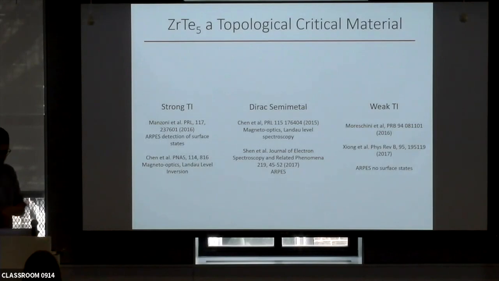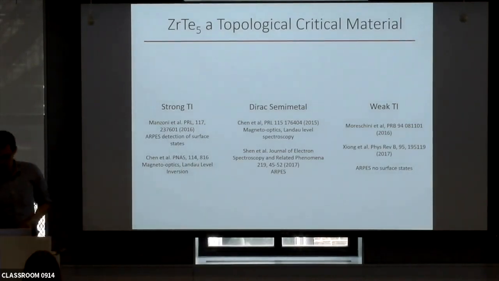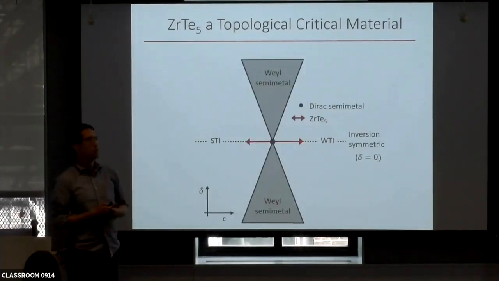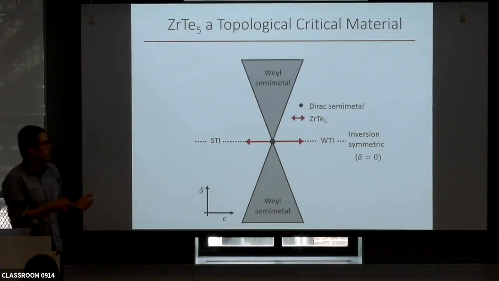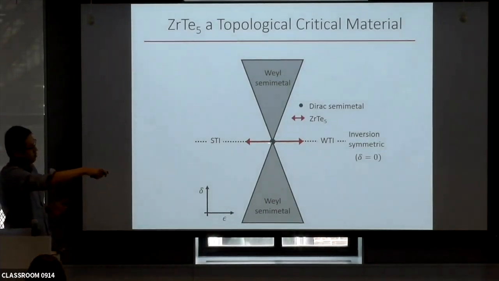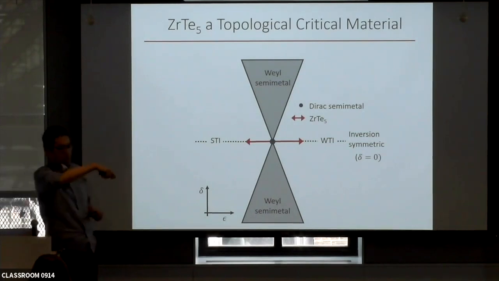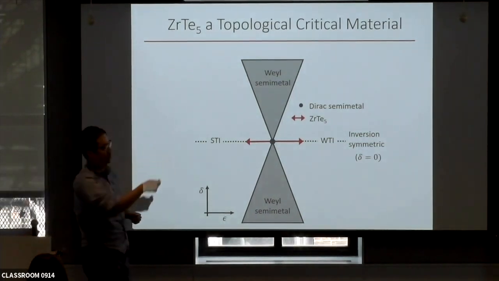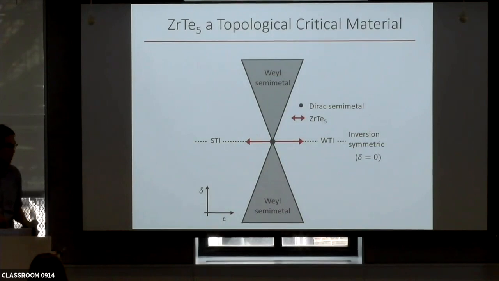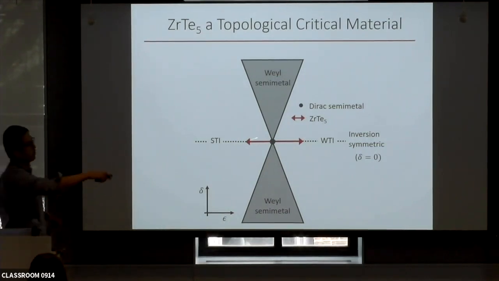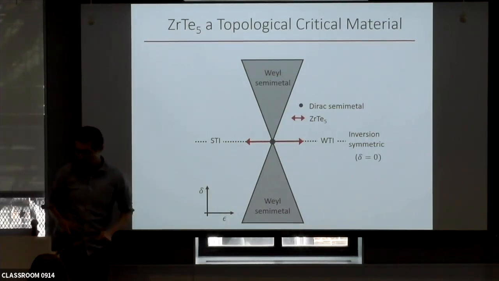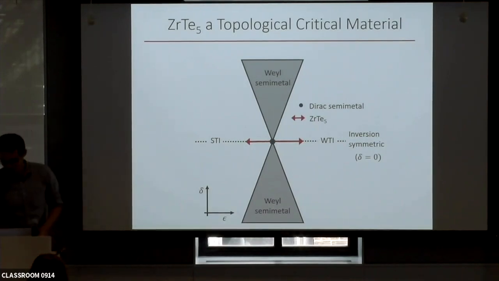So what is zirconium tellurium 5? Actually, it is not a confused material. It is a critical material. It is a topological critical material that, in some sense, is really living close to this special critical point in this universal topological phase diagram. Here you have a tuning parameter controlling the band inversion, changing from strong topological insulator to weak topological insulator, and then you have a vertical axis controlling inversion symmetry breaking that drives the system into a Weyl metal as you get close to this topological critical point. And we think that zirconium tellurium 5 is living very close to this area, so therefore it gives rise to a lot of interesting properties.